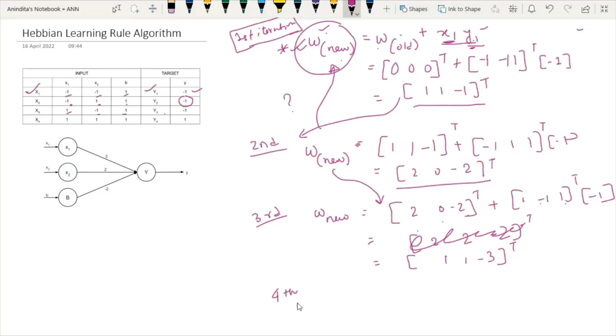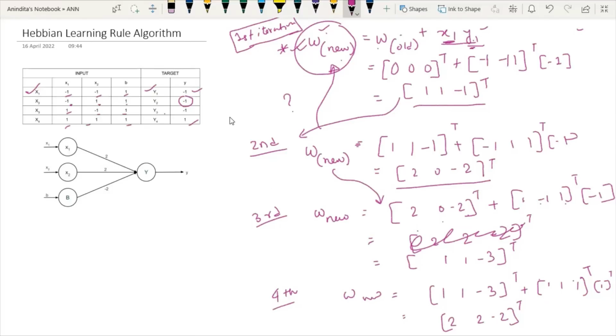Now come to the fourth iteration. In the fourth iteration, again we have to calculate the W new. So W old means this value, 1, 1, minus 3 transpose, and then this value 1, 1, 1, and then we have the y4 value, which here is 1. So in the fourth iteration we will get 2, 2 and minus 2. We need 4 iterations because we have 4 training samples.